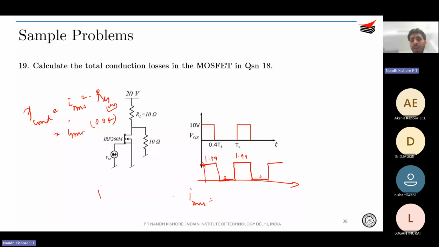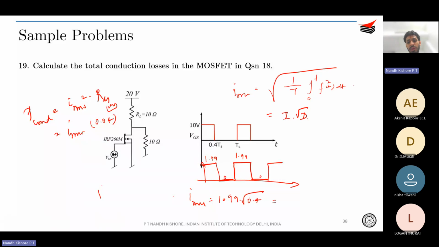IRMS is basically, we wrote that RMS is root over 1 by T, integral 0 to T, i square of t dt. Or I also told that if it is a square wave, I can write it as capital I into root over D. So here it is 1.99 into root over D, where D is 0.4. So from this you compute that it is 1.99 into root over 0.4, which is 1.282585. Okay, this is the RMS current.